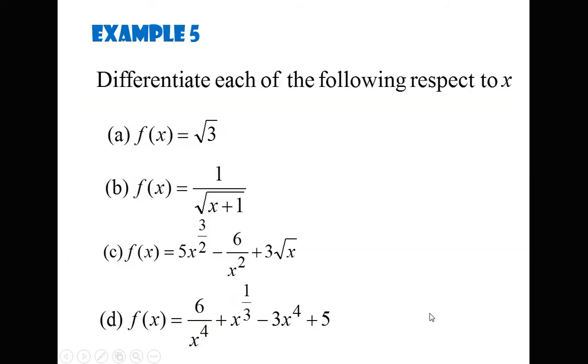I give 4 examples to differentiate each of the following with respect to x. This is example 5, sambungan daripada 9.1 before this.